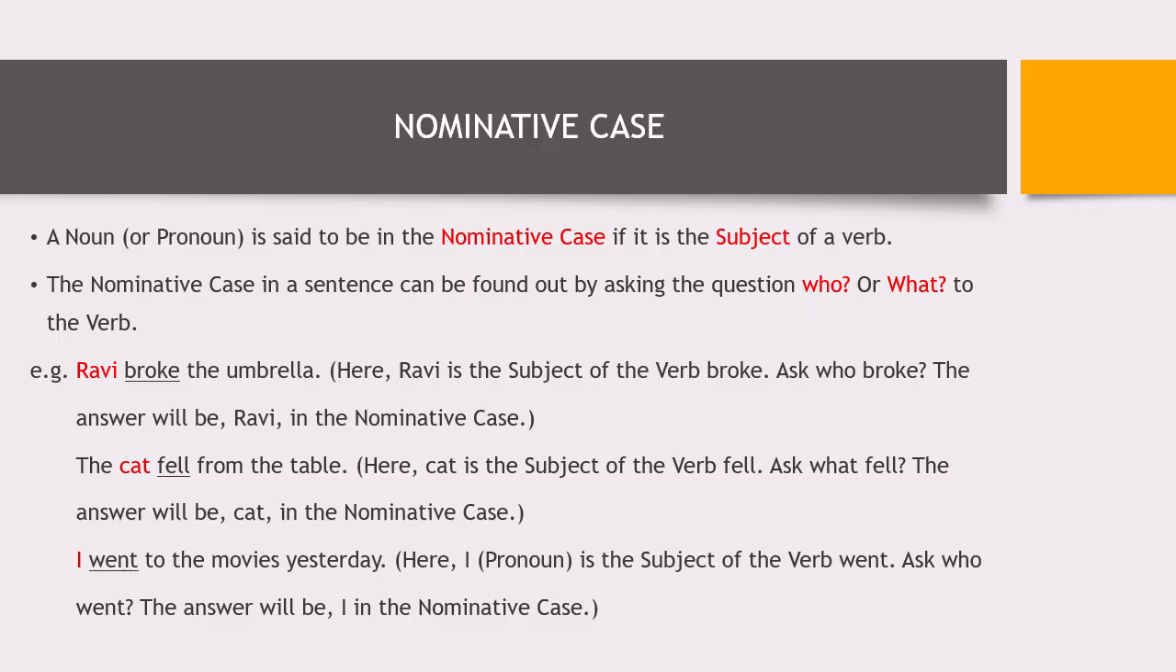The cat fell from the table. Here, cat is the subject of the verb fell. Ask what fell. The answer will be cat in the nominative case. I went to the movies yesterday. Here, the pronoun I is the subject of the verb went. Ask who went. The answer will be I in the nominative case.